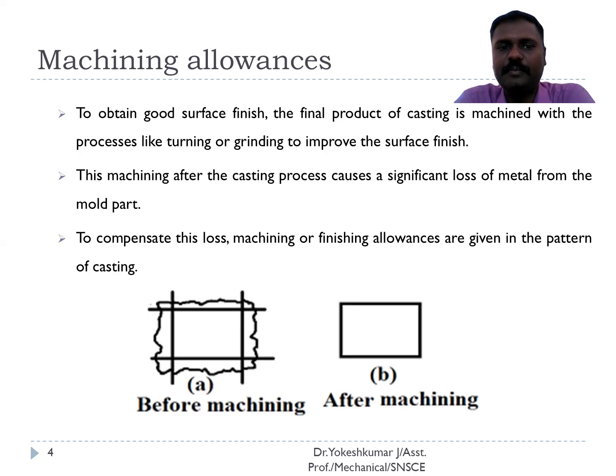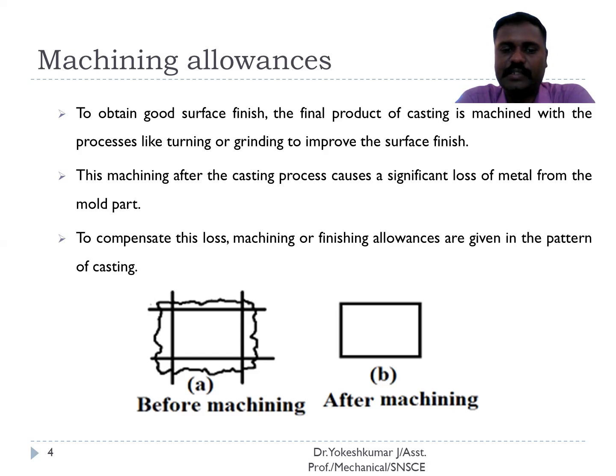Once we do machining operations like turning, grinding, or other machining operations to improve the surface finish, the extra material is removed from the workpiece. Therefore, losses occur in the metal part after machining. So the size may be reduced, and to compensate for the loss in machining, machining allowances are added to the pattern. This machining allowance is also called a finishing allowance because we are doing finishing operations on the part.